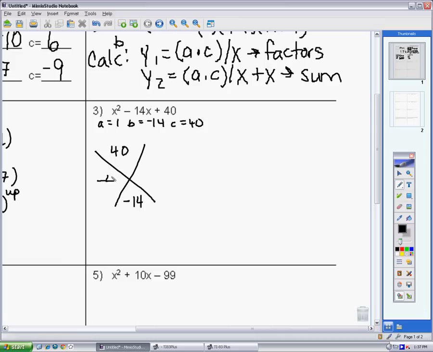So I'm going to write my factors negative 4 and negative 10, and then I'm going to write them as a binomial, x minus 4 times x minus 10. And again, I'm going to divide by my leading coefficient, which simplifies just to x minus 4 times x minus 10. And so x minus 4 and x minus 10 are my factors of this trinomial.